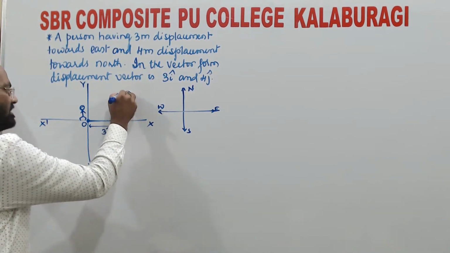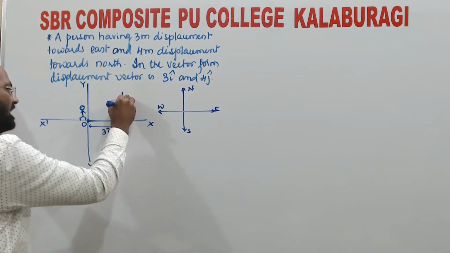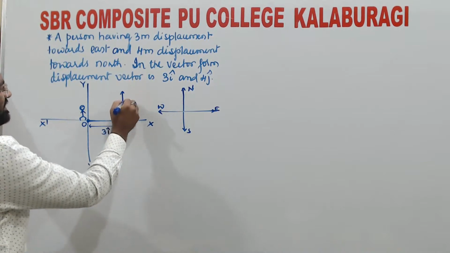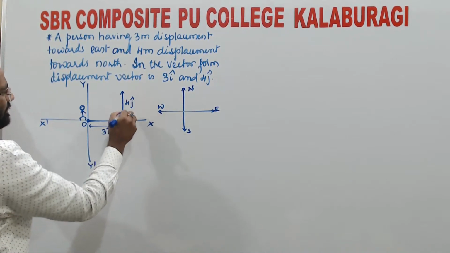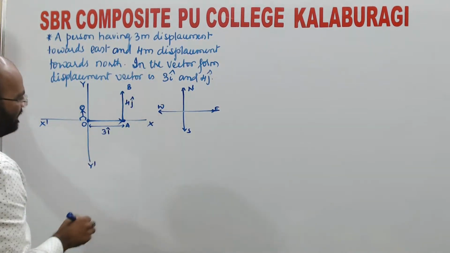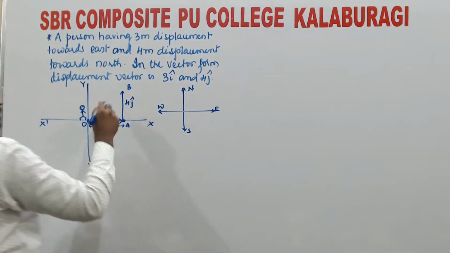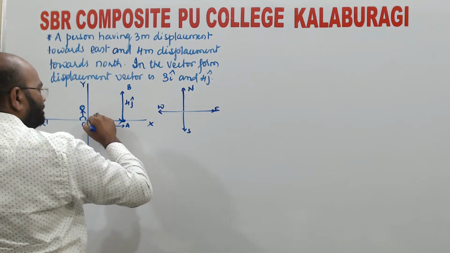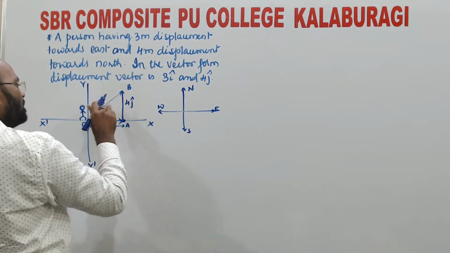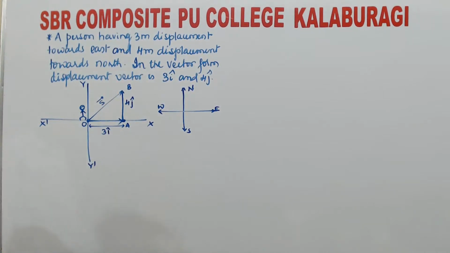And now here there is a man who moves towards j cap, that is 4 meter, and this is 4j cap, and say this is the point A and this is the point B. From A to B he was going to move over there. Then ultimately this is what we call the resultant displacement, that is OB represents what? Resultant displacement of a man.